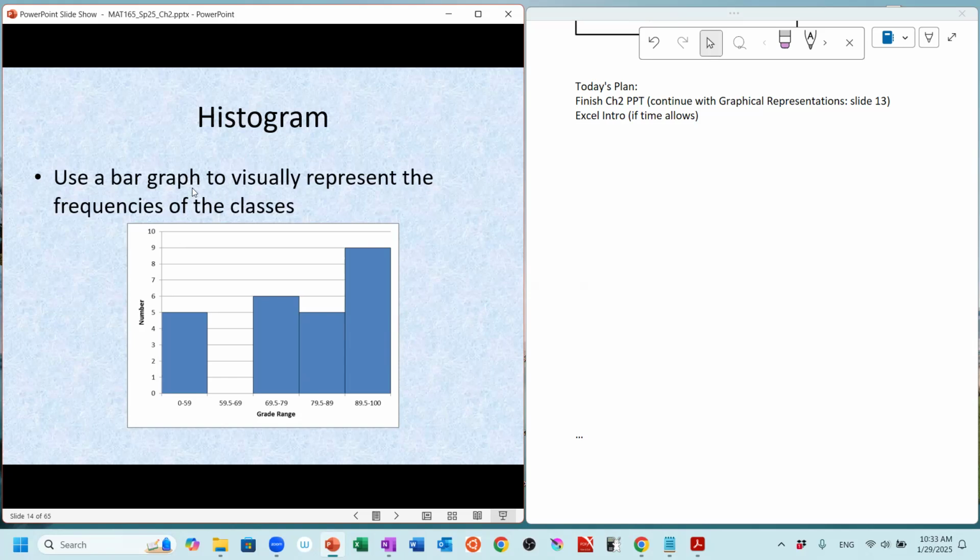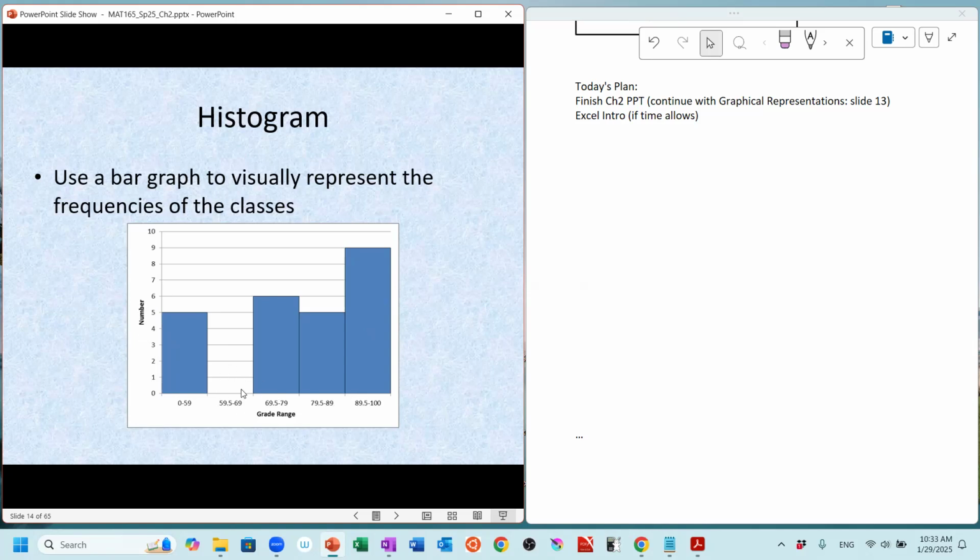So a histogram uses a bar graph like the one below that visually represents the frequency. So you see that across the bottom, across the horizontal axis, we have indicated the grade range, the different classes or bins, 0 to 59, 59.5 to 69, and so on. And on the vertical direction, we have the frequency, the number of results that were in each of those bins. So 0 to 59, we saw 5 results there. 89.5 to 100, we saw 9 results there. There were 9 A's, for instance.